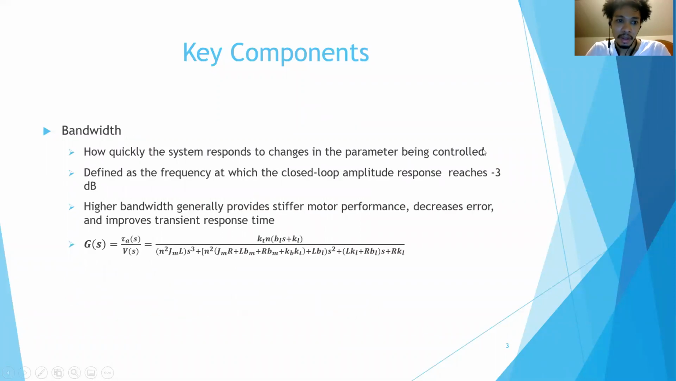Now to bandwidth. Bandwidth is basically how well the system responds. Now, especially in robotics, they respond up to the point of -3 decibels. A higher bandwidth generally provides stiffer motor performance and less error. Also, it improves transient response time. And here we can see the transfer function for bandwidth.